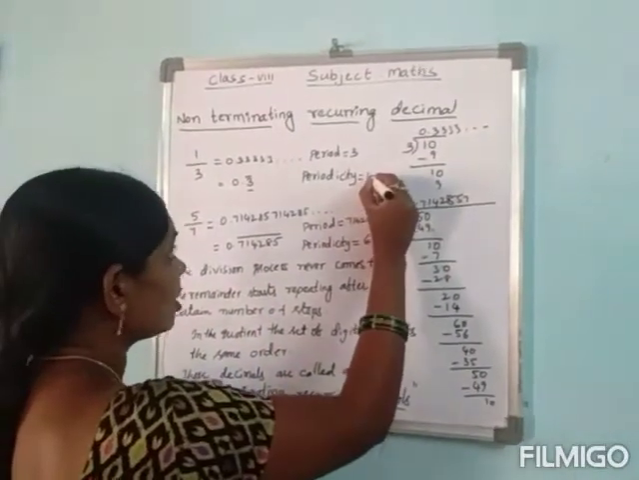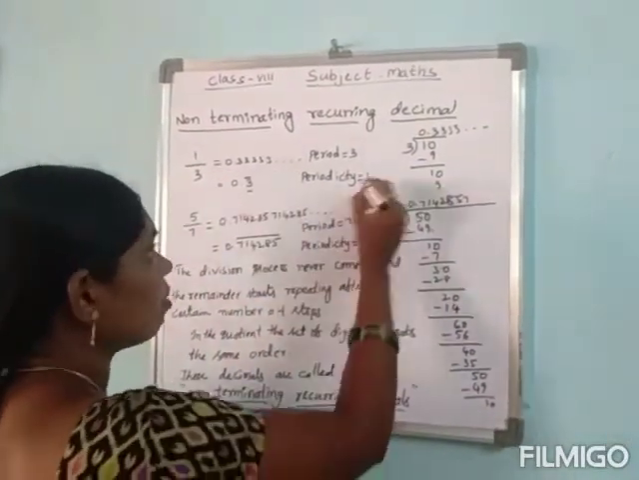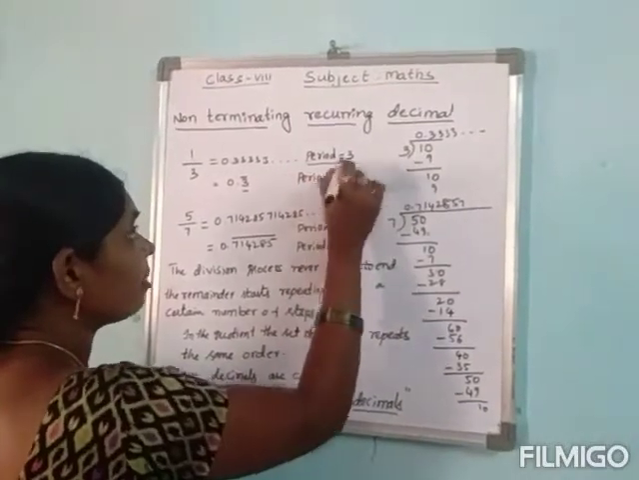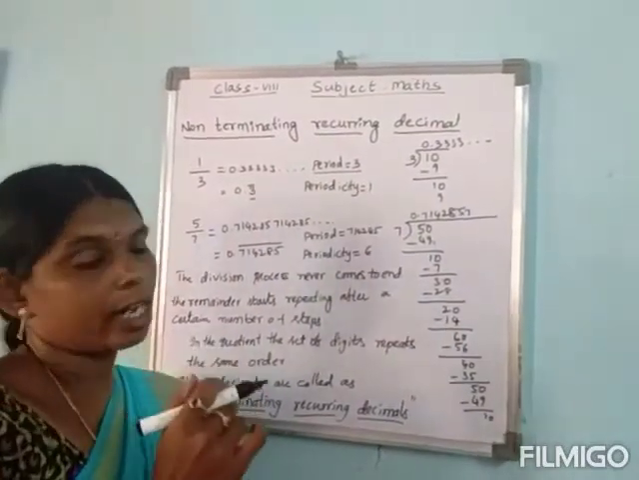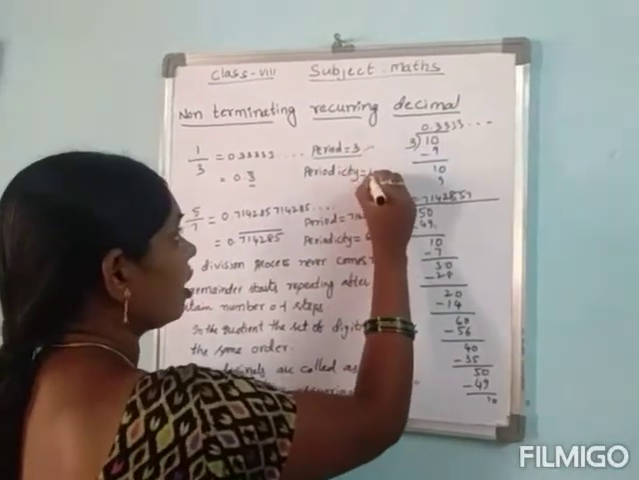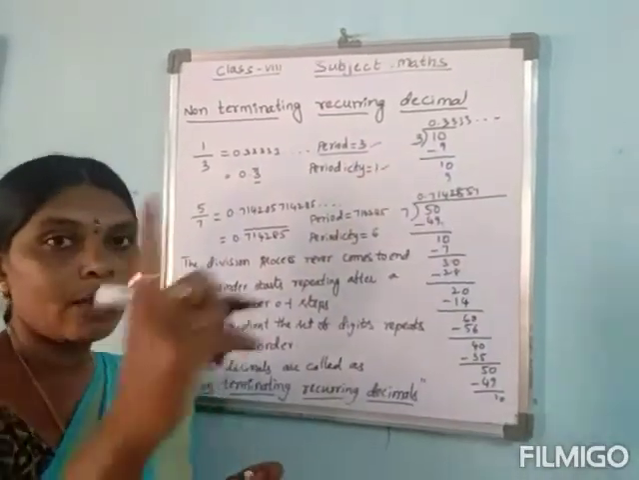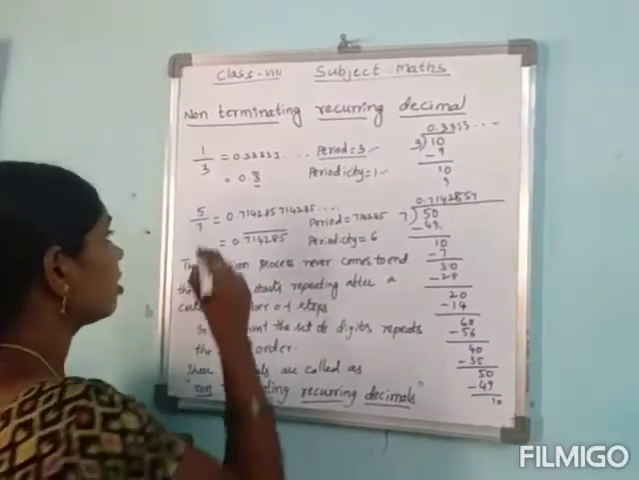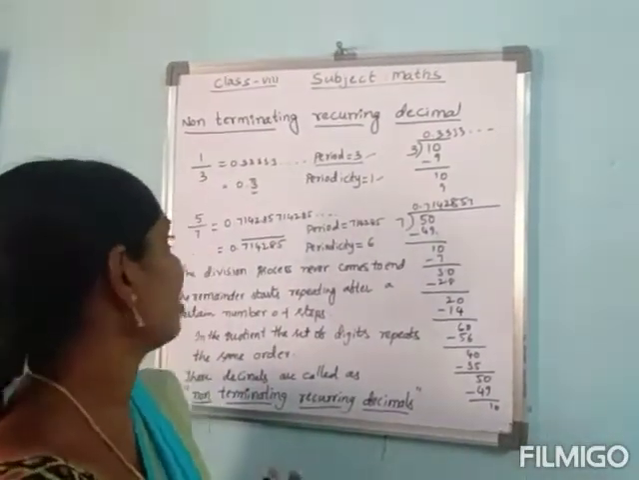What is the periodicity of this one? 1. So what is the period? Period means the number which is repeating again and again. So the 3 is repeating again and again. So this 3 is called the period and the periodicity is 1. Only one number is repeating again and again. Then we go to the next example.